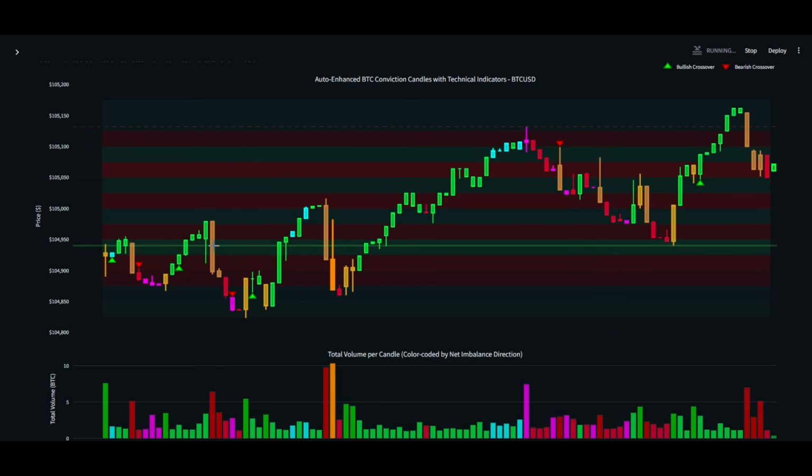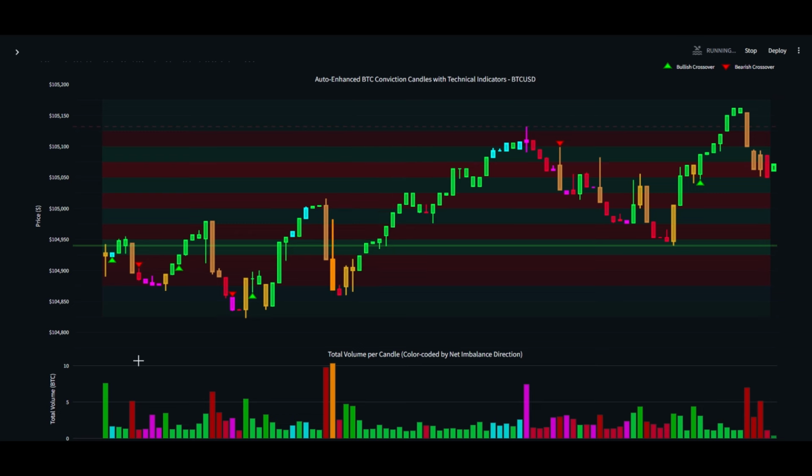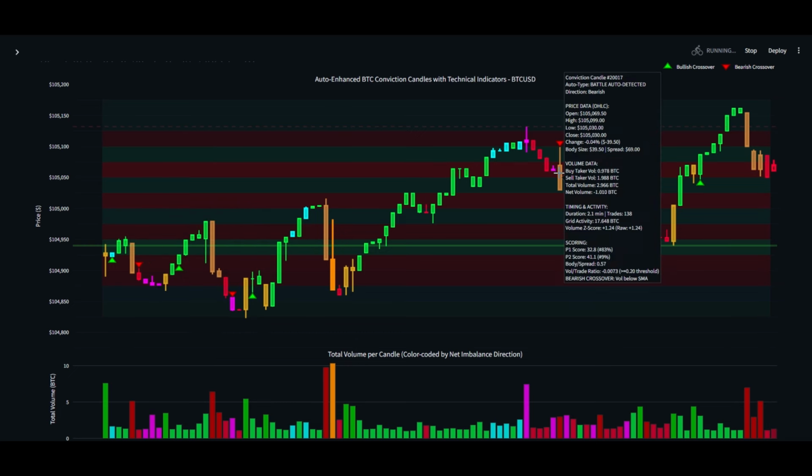See this subtle color gradient behind the candles? This is our price level volume activity heat map. Areas with more intensity show price levels where more volume battles occurred. This helps identify key support and resistance zones based on actual volume commitment, not just price touches. The triangular markers indicate crossover points where cumulative volume crossed above or below its moving average, conviction-based trend change signals.